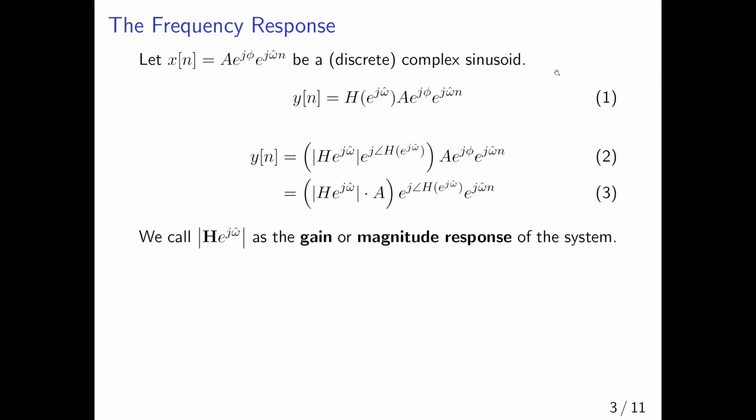To remind you of what the frequency response does to a signal, let's say that we have a complex sinusoid, x of n equals A e to the j phi, e to the j omega naught n. And here is your frequency response, H of e to the j omega hat. What this will do essentially is split into two parts because it's a complex term. It has a magnitude term, which we'll also call the gain, the absolute value of H of e to the j omega hat. And it also has the angular term, the phase response term.